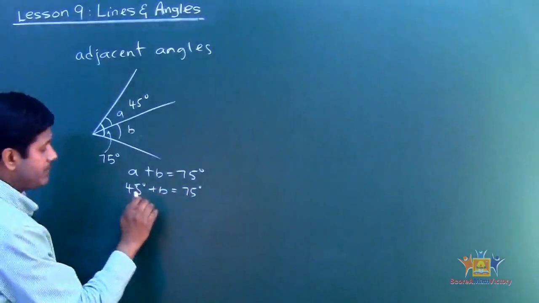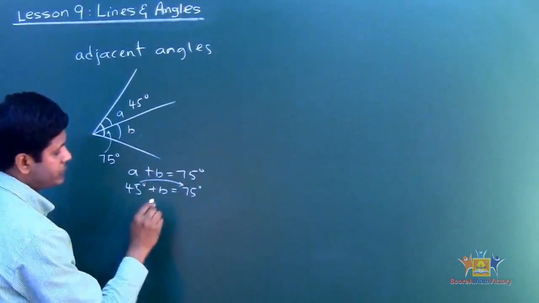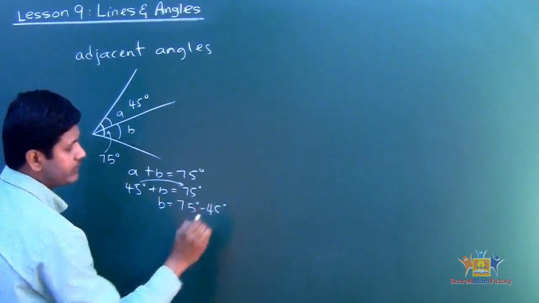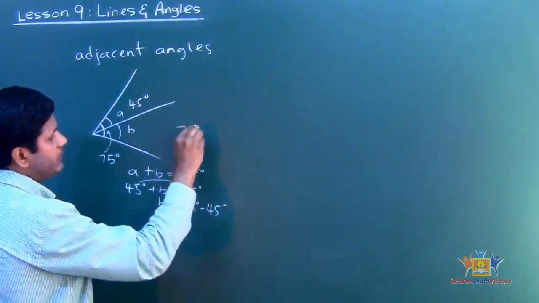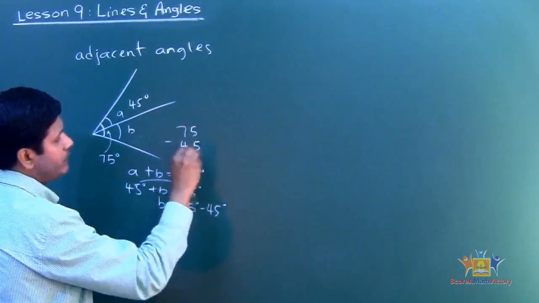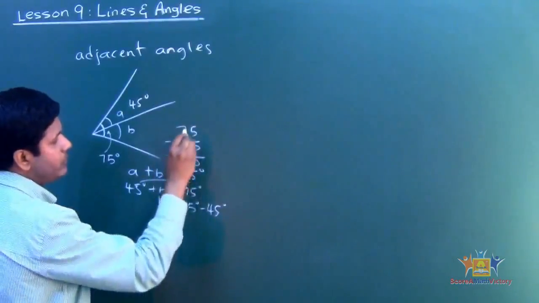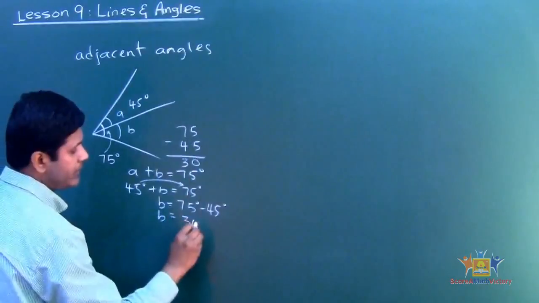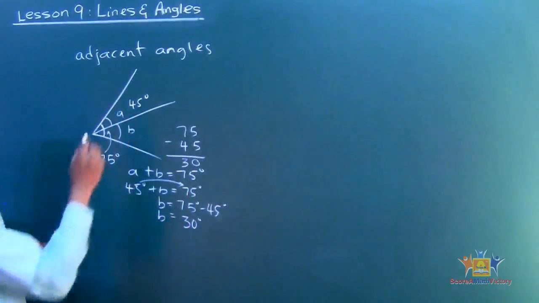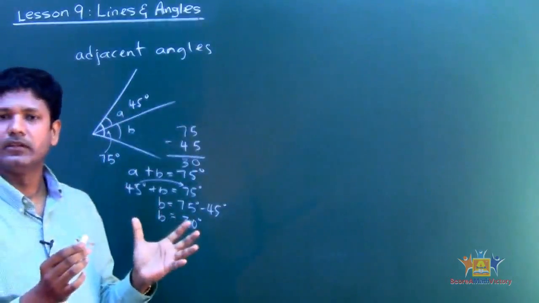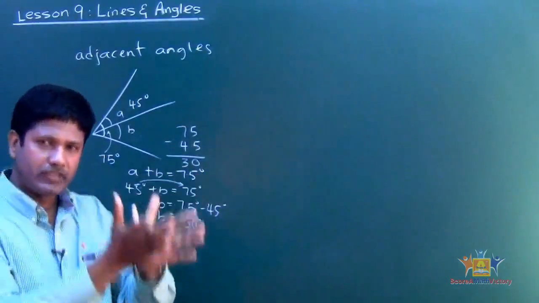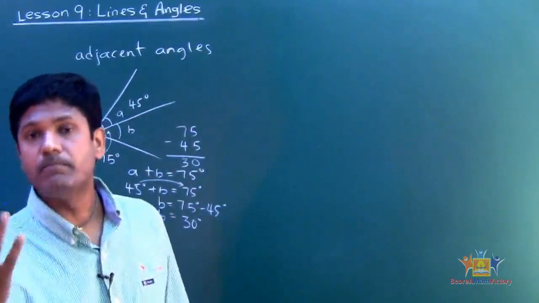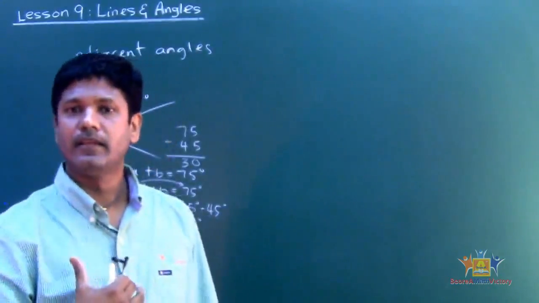by isolating B, by moving 45 degrees across the bridge. So B equals 75 degrees minus 45 degrees. I line them up. 75 minus 45. 5 minus 5 is 0. 7 minus 4 is 3. So B equals 30 degrees. See that? Adjacent. That's not adjacent. So keep in mind, adjacent means next to each other. A is adjacent to B or B is adjacent to A.